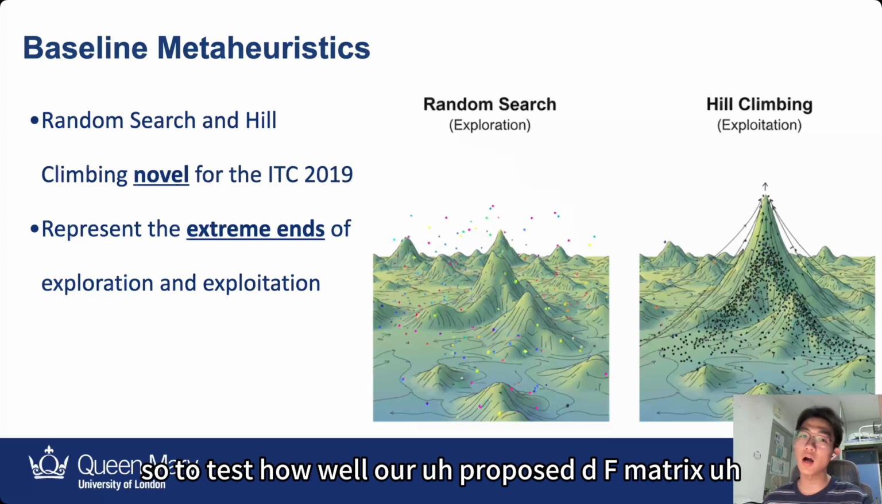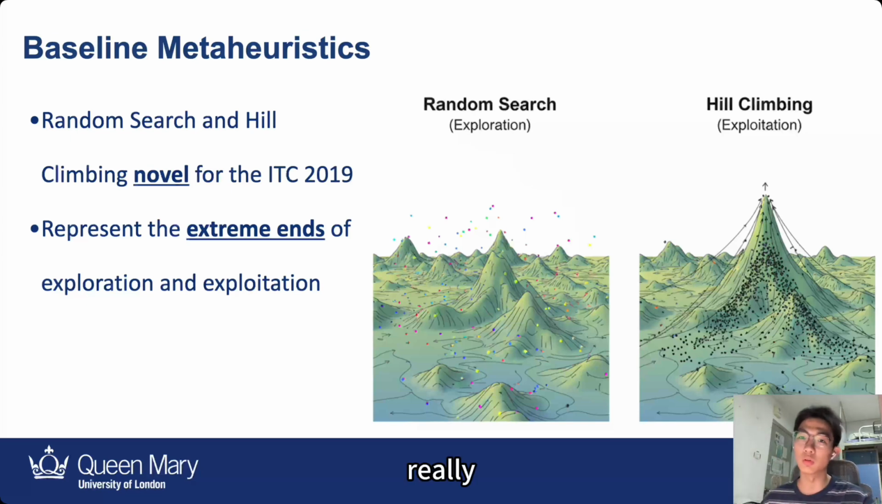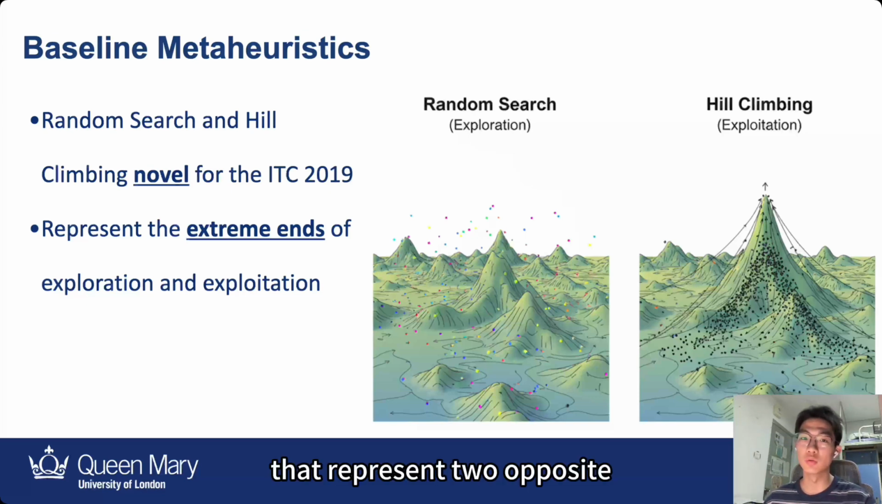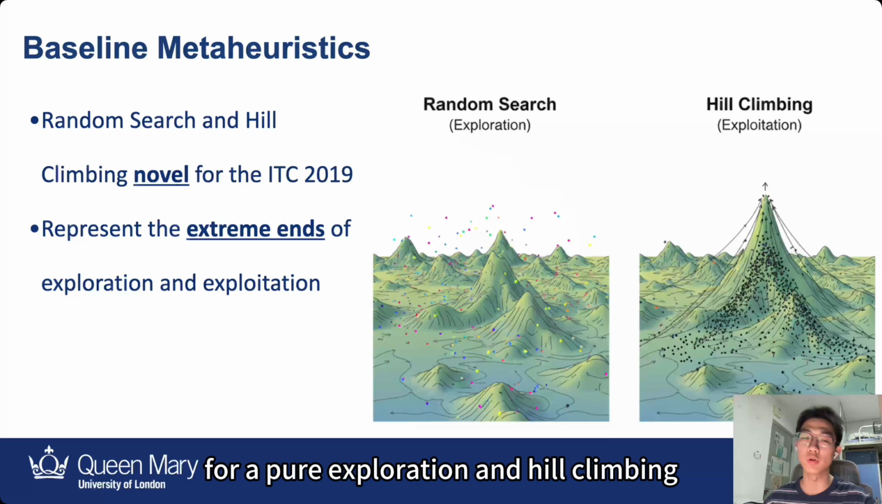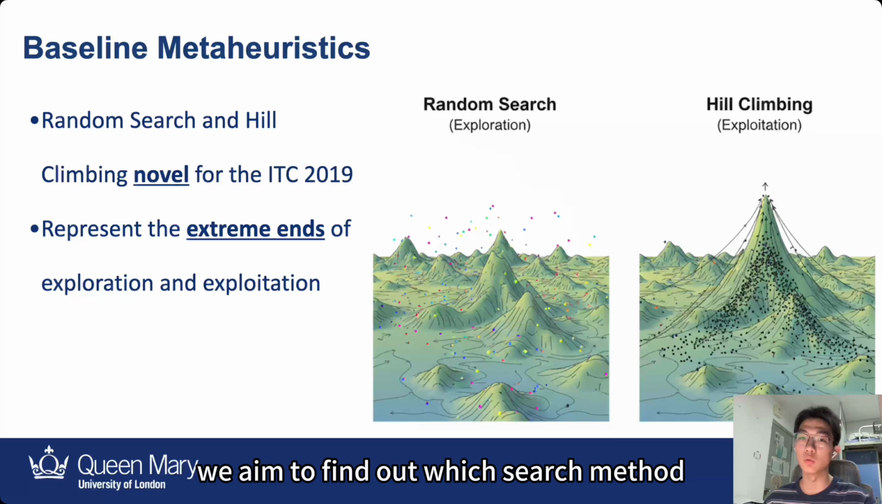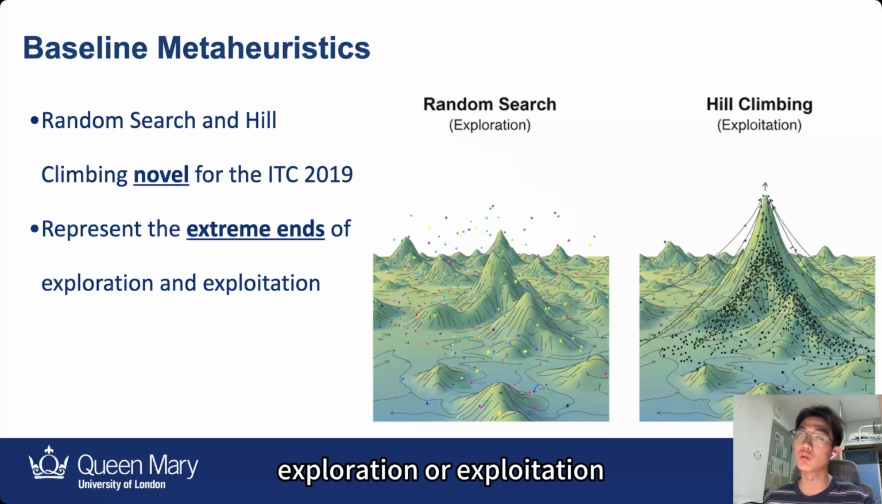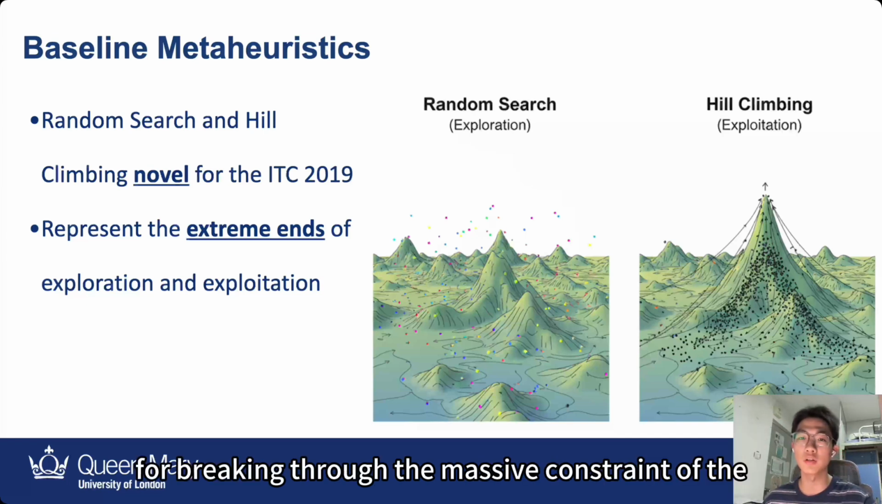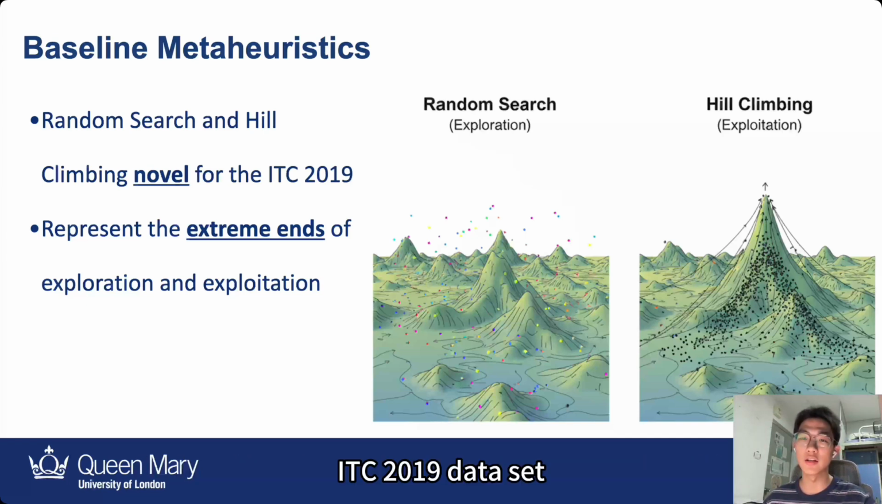To test how well our proposed DF metric really works, we chose two baseline metaheuristics that represent two opposite ends of optimization methods: random search for pure exploration and hill climbing for pure exploitation. By selecting these two baselines, we aim to find out which search method, exploration or exploitation, is more important for breaking through the massive constraints of the ITC 2019 dataset.